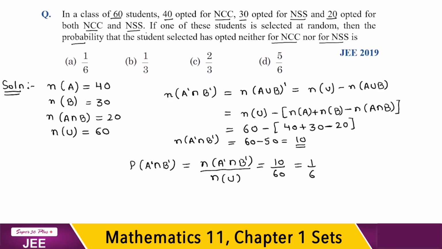So in all, this problem was also based on the formula that we study in set theory. This consisted of De Morgan's law and the formula of A union B. And then in one line probability was asked, which was not playing any major role in this particular question. So I would consider this question also to be a question of set theory itself. And the correct answer has been given in choice A, that is 1 by 6.